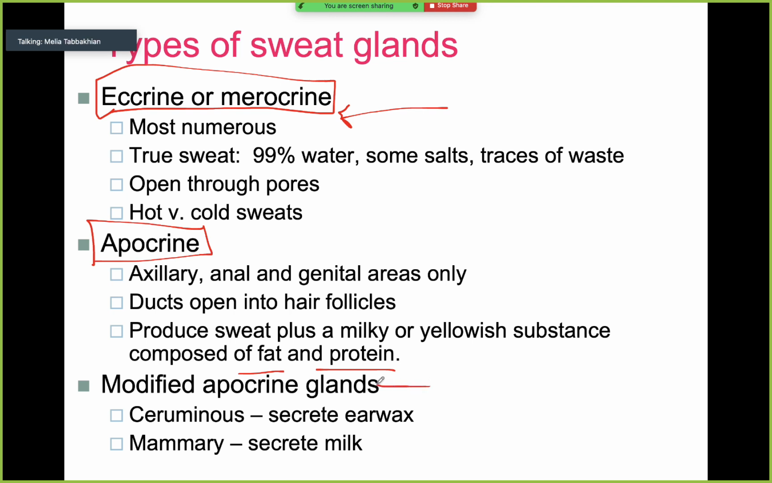This last group here is going to be the specialized sweat glands. We call them ceruminous ones and mammary. Mammary makes milk. It is a type of sweat gland, although I know milk is not sweat. It is that particular type of gland. And then the ceruminous glands are found in your ears, and they make earwax.